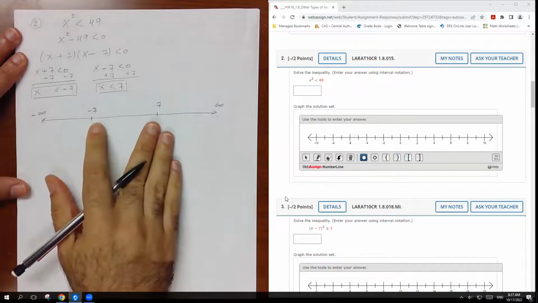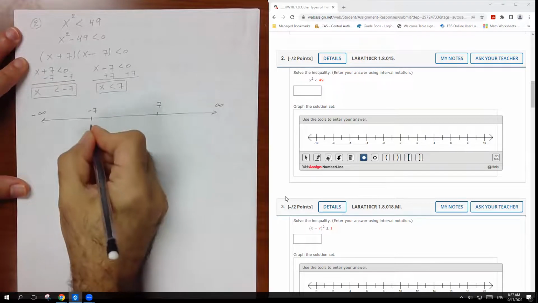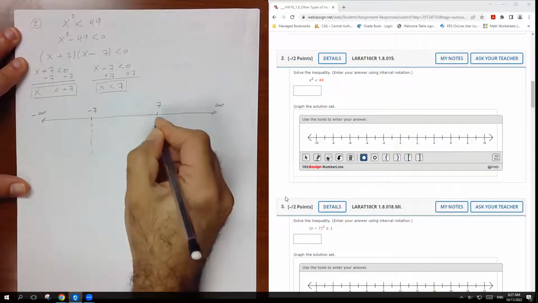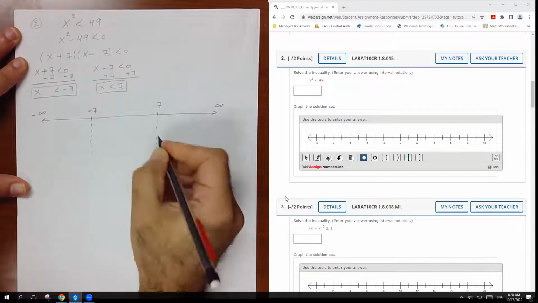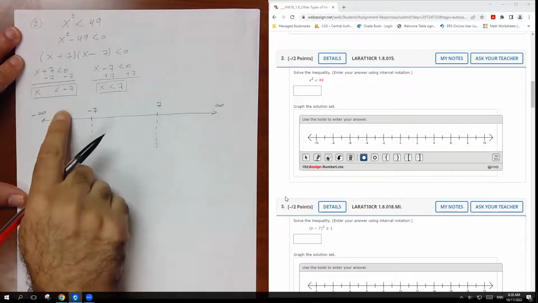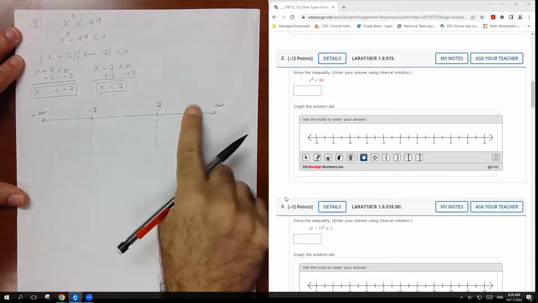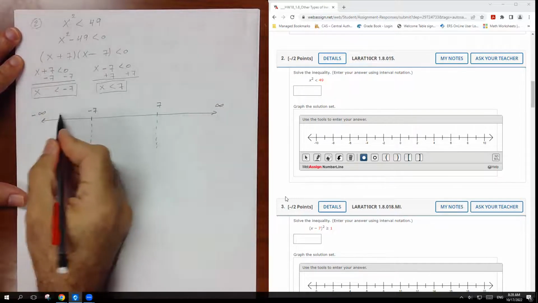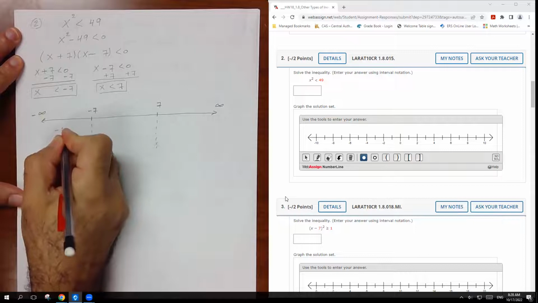Now on the first one, here are the key numbers. I'm going to put a dash line here and a dash line here. It's up to you how you do it. The main thing is you have to pick a number from this interval, this interval, and this interval. So from this side, I'm going to take negative 8.